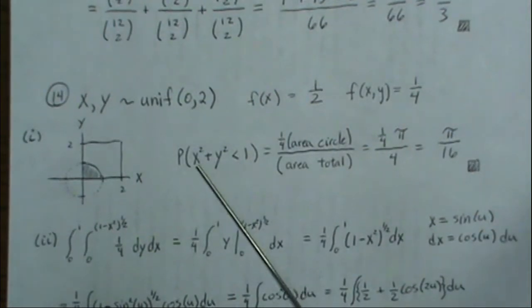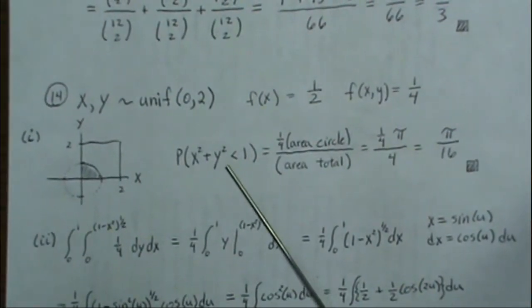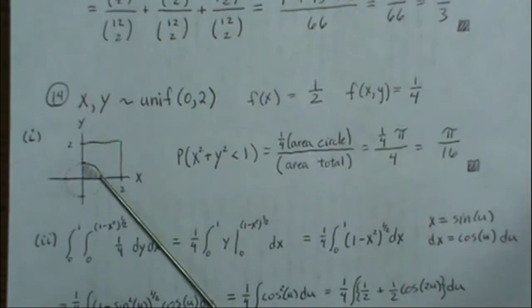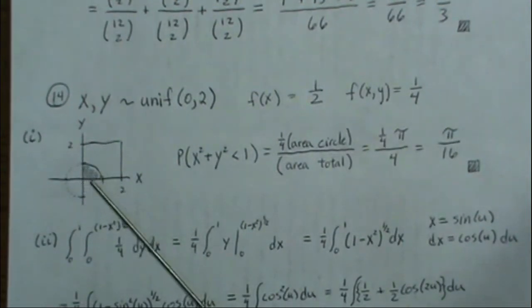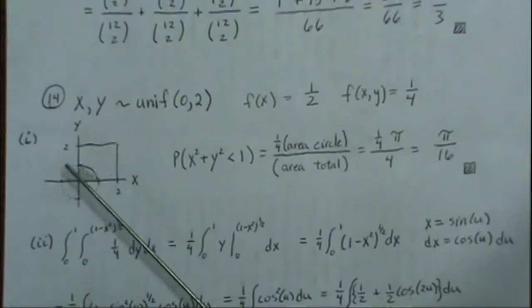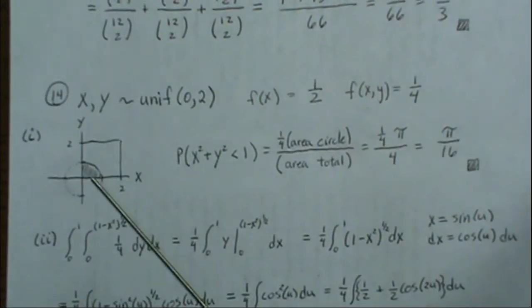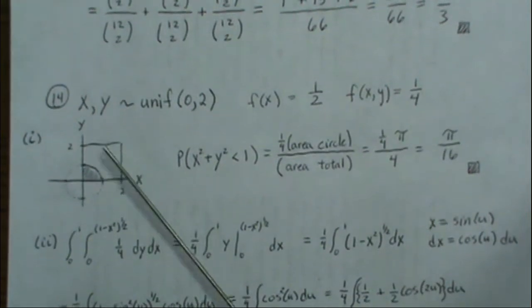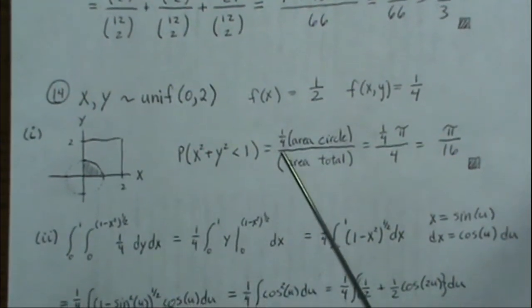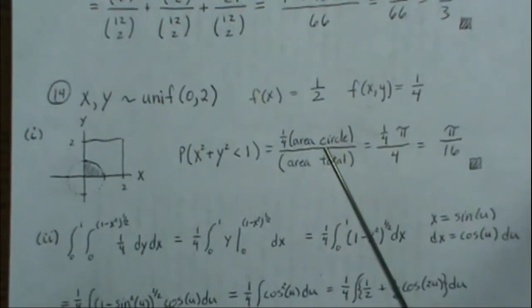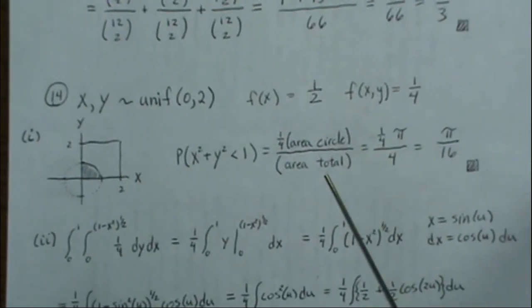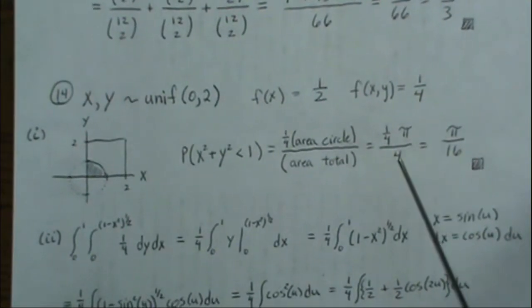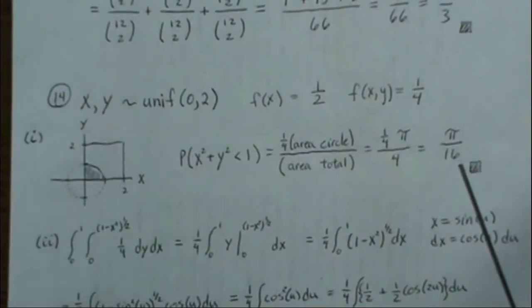So now we want to be within this circle area here, but it's only a quarter circle that we want. So the probability that we're within there, and because the joint PDF is flat over this region, we can find the area of that quarter circle divided by the total area of the region, which is 1/4 of the area of the circle divided by the total area of the region. So it's 1/4 pi over 4, which ends up being pi over 16.